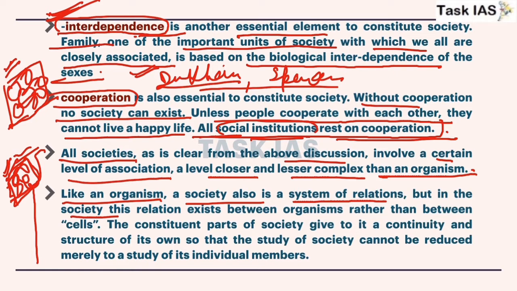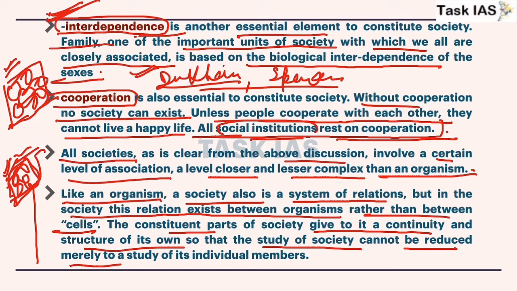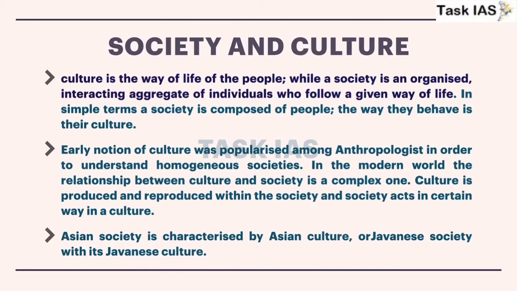Like an organism, a society also is a system of relations, but in society this relation exists between organisms rather than between cells. The constituent parts of society give it a continuity and structure of its own, so that a study of society cannot be reduced merely to a study of its individual members, because in society we generally don't focus only on individuals, but on the complex relationship between different individuals, how customs and traditions define relationship and role and status of different individuals in society. That also matters a lot. So I hope now you have understood.